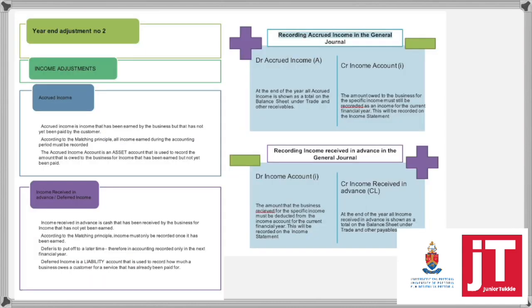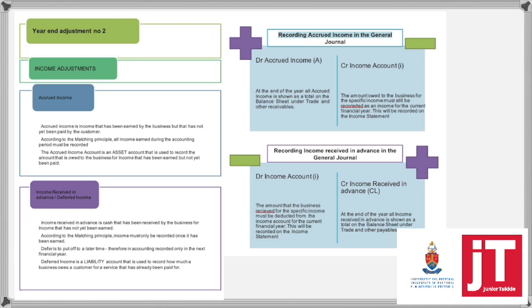First of all, what are adjustments? So we have year-end adjustments, which is depreciation, which we covered in the first video, and now in the second video we add adjustments for income and adjustments for expenses. So income adjustments is accrued income. Now accrued income is income that has been earned by the business, but that has not yet been paid by the customer. So in other words, we've already rendered the service or given the goods, but we still need the money for it. And then we have income received in advance or deferred income, and that is exactly the same thing.